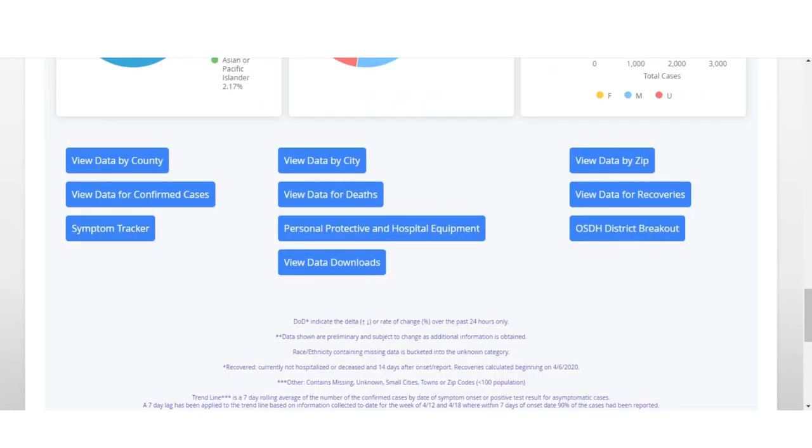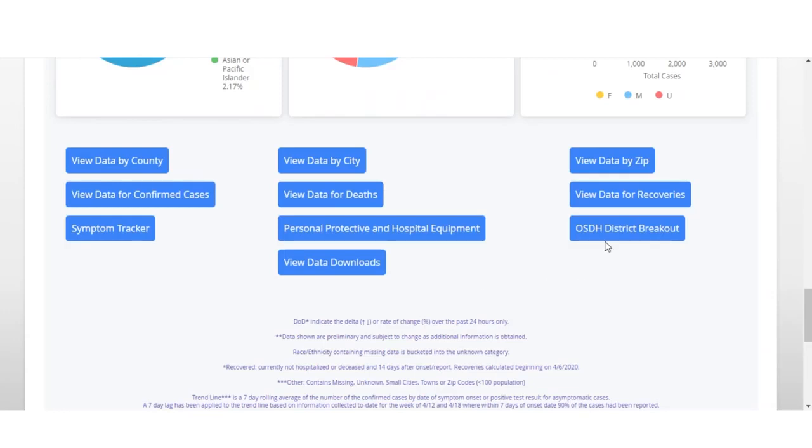Navigating back out to the home page, similar views by county, city, and zip have been organized only for confirmed cases, only for deaths, or only for recoveries. It is the same information, just a little different viewing option for presentation of the data.